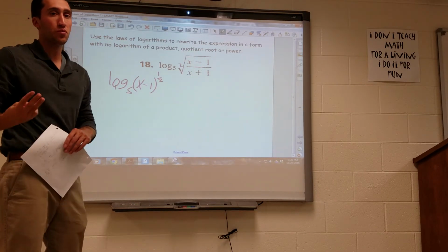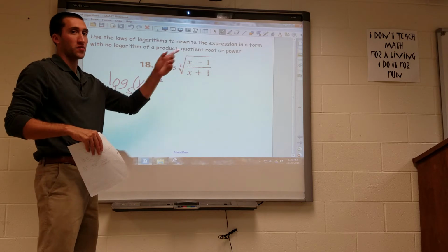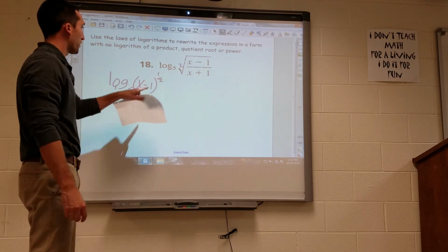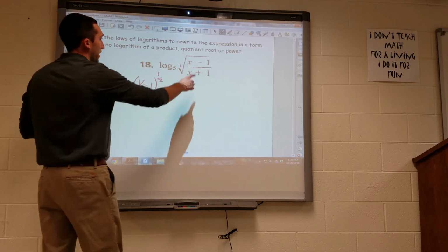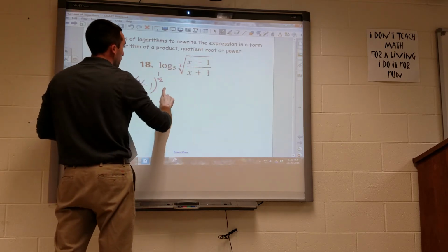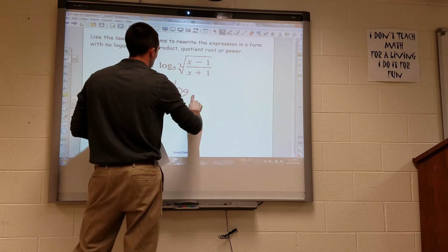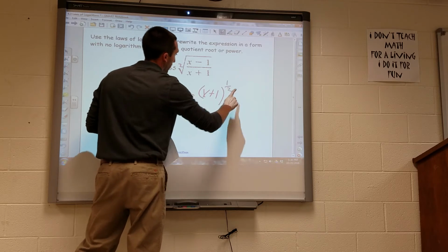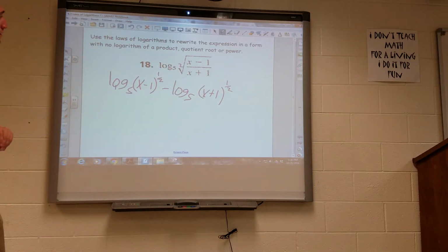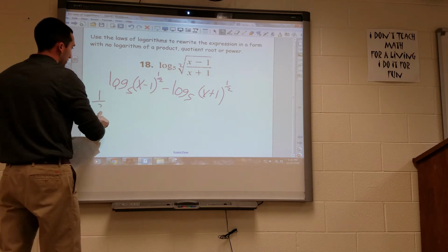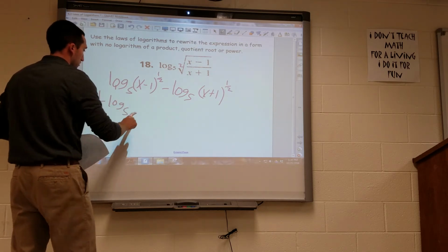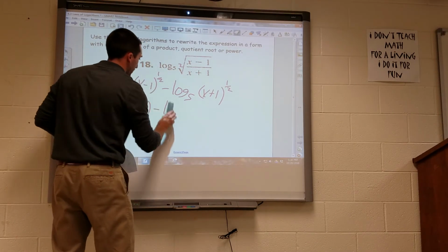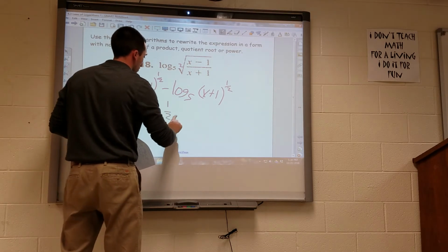So if we're taking a cube root, raising it to the 1/3 would be the same as taking the cube root. So I'm just going to rewrite my top portion with my power, my root. And since it's division, that's minus log base 5 of x plus 1 raised to the 1/2. So again, bring those 1/2s out front. And bring the 1/2 out front again.